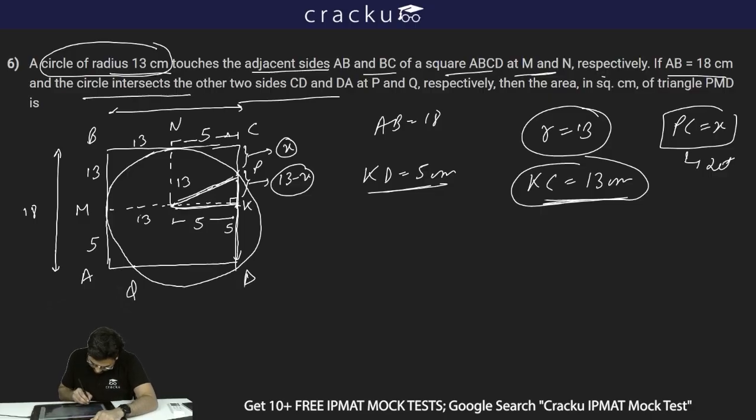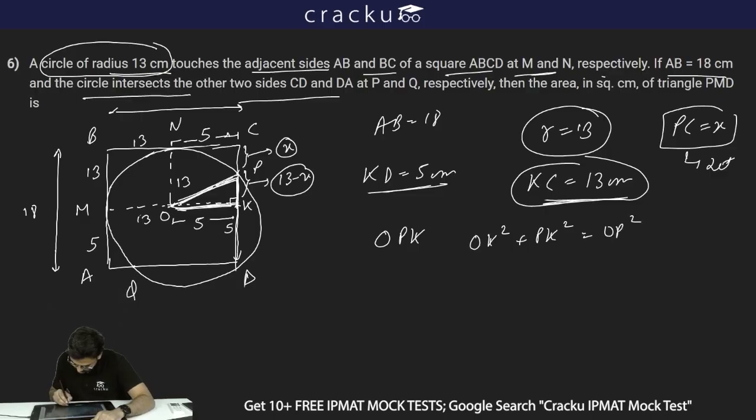So if I say this is the center of the circle, O, then after applying Pythagoras on triangle OPK, OK square plus PK square is equal to OP square. What is OK square? OK square is 5 square. What is PK square? PK square is (13 minus x) whole square. And what is OP square? OP square is 13 square, which is the radius of the circle. This point is on the circle and this is the center, so OP is the radius of the circle.